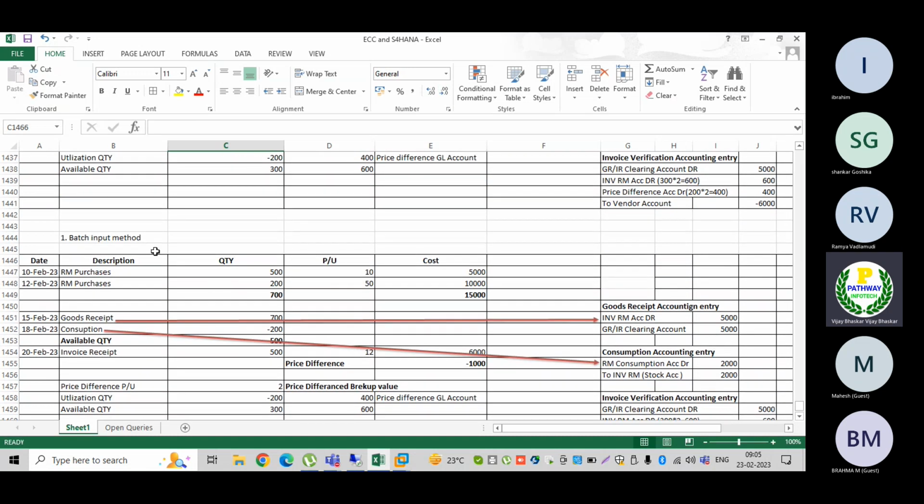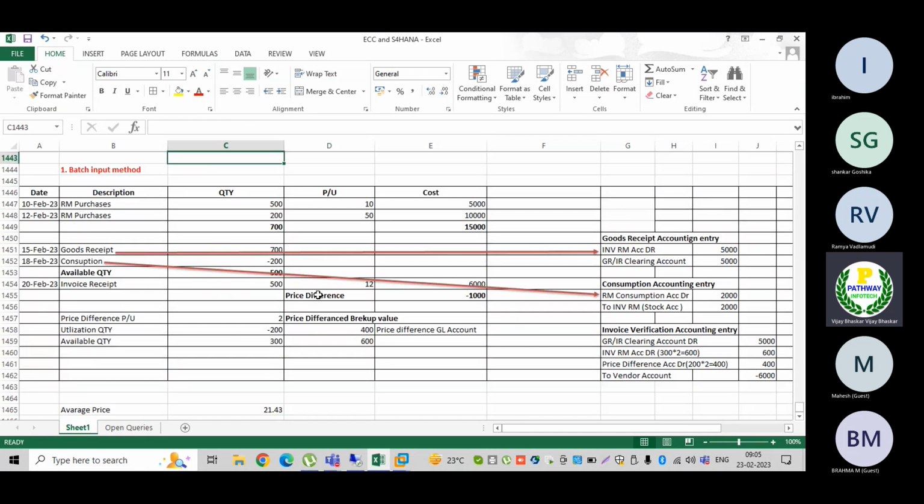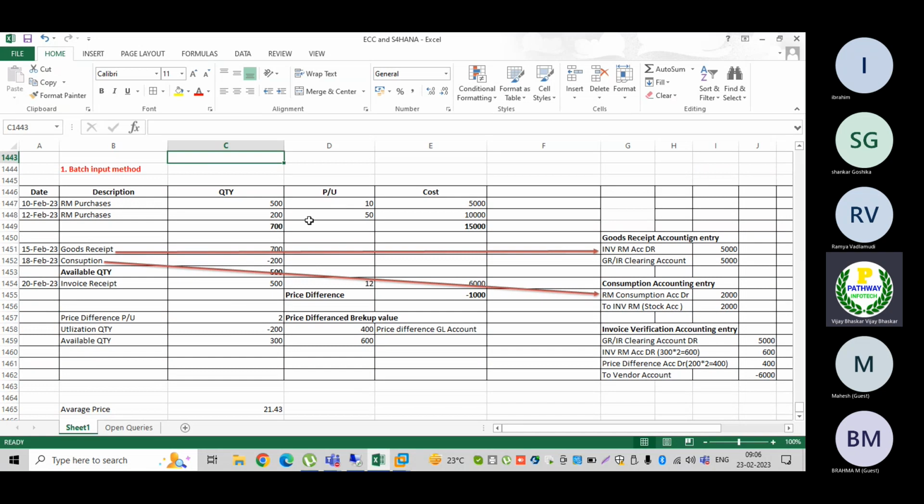But now here in batch input method, what we are going to see is that we are not going to consider the moving average price here. Okay, so these 200 quantity whatever consumption has happened, I am going to show in my books of account at 10 rupees per unit only. Okay, 10 rupees per unit only. What is the consumption cost? 200 into 10. From this 500 I have consumed 200. Okay, I'll mention it.